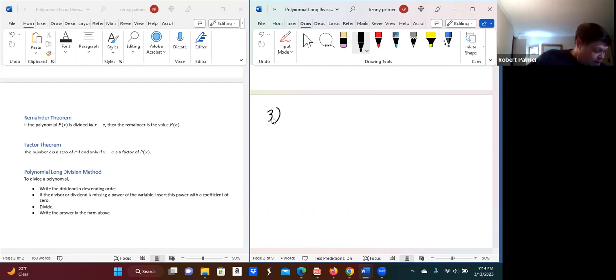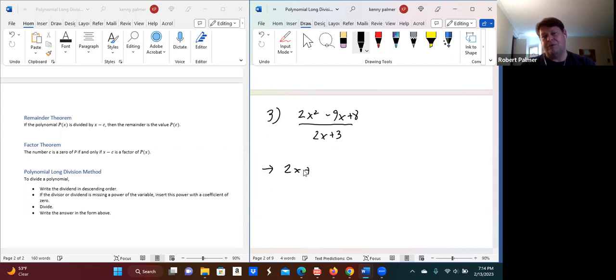So 2x squared minus 9x plus 8 divided by 2x plus 3. Okay, let's divide this. So once again, I write it out in the division form. Also make sure everything is in ascending order, also no missing powers. We'll see one of those in a moment. And so this is going to be 2x squared minus 9x plus 8.